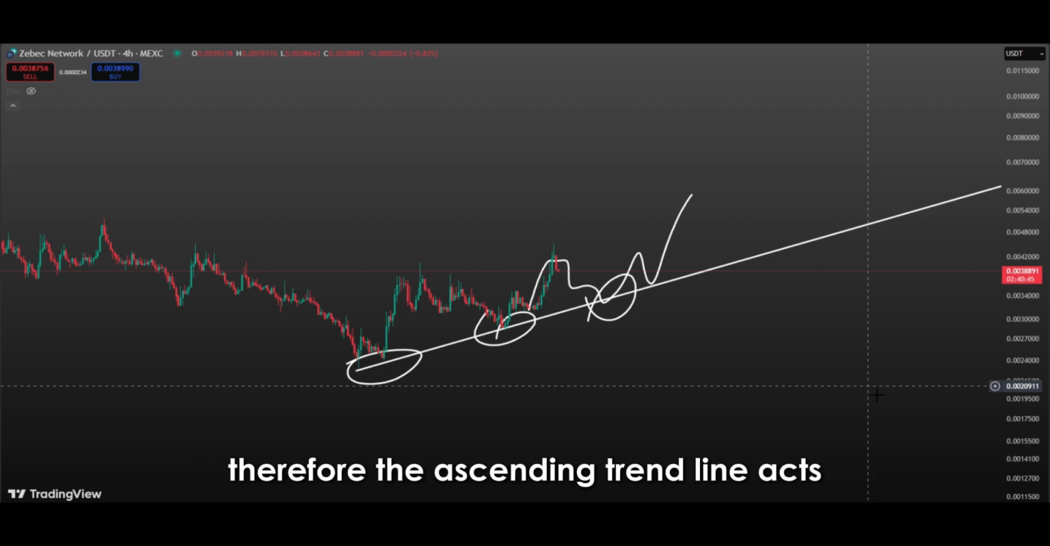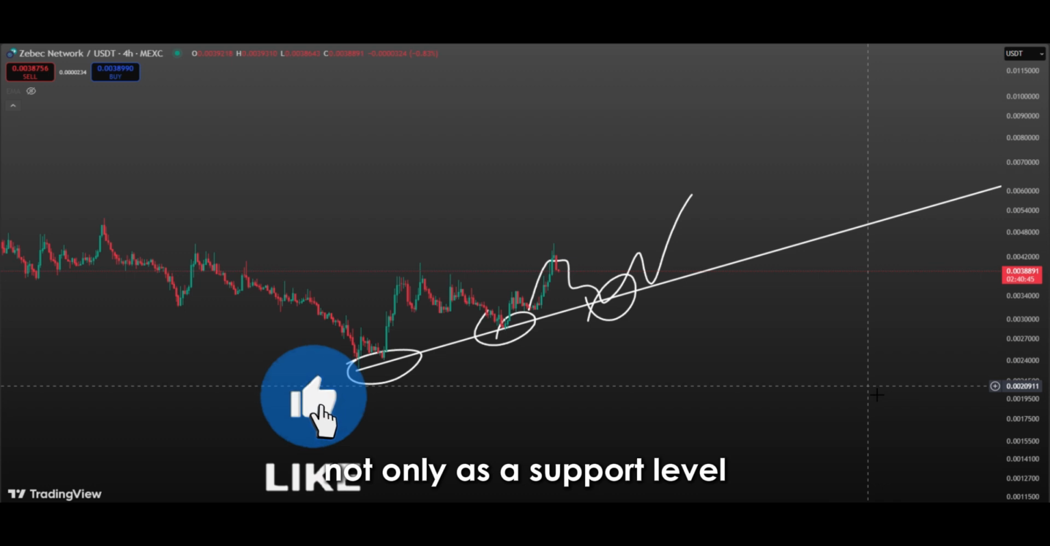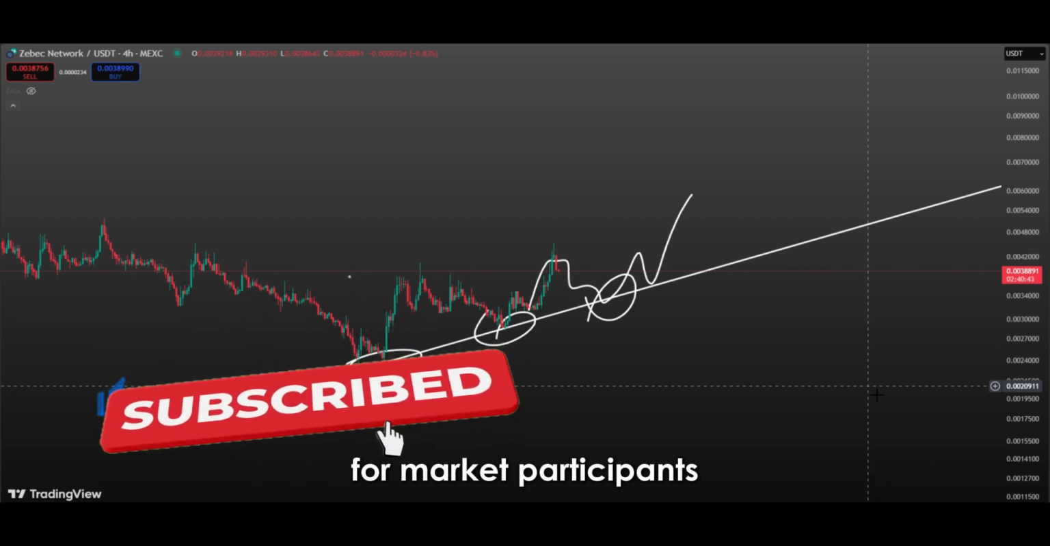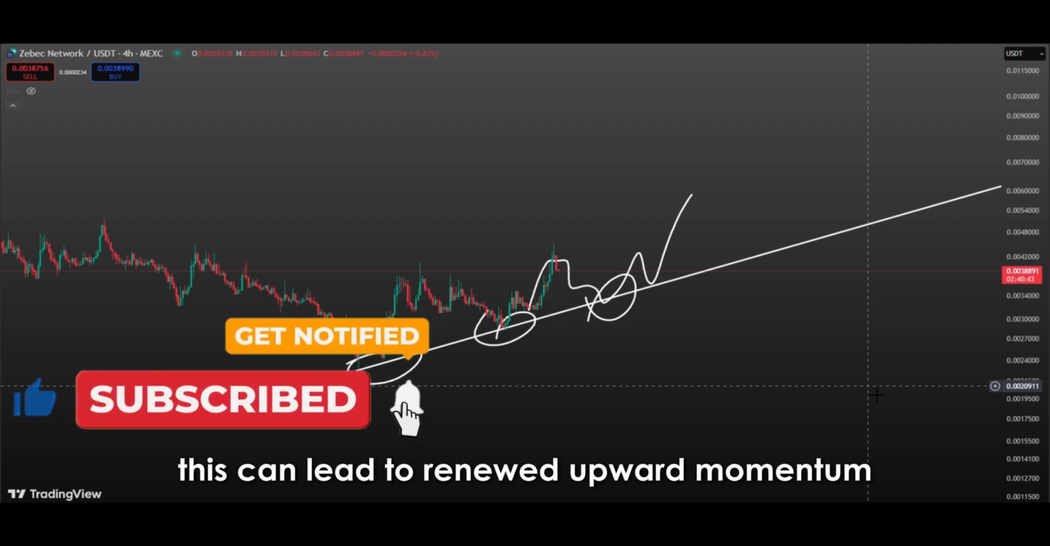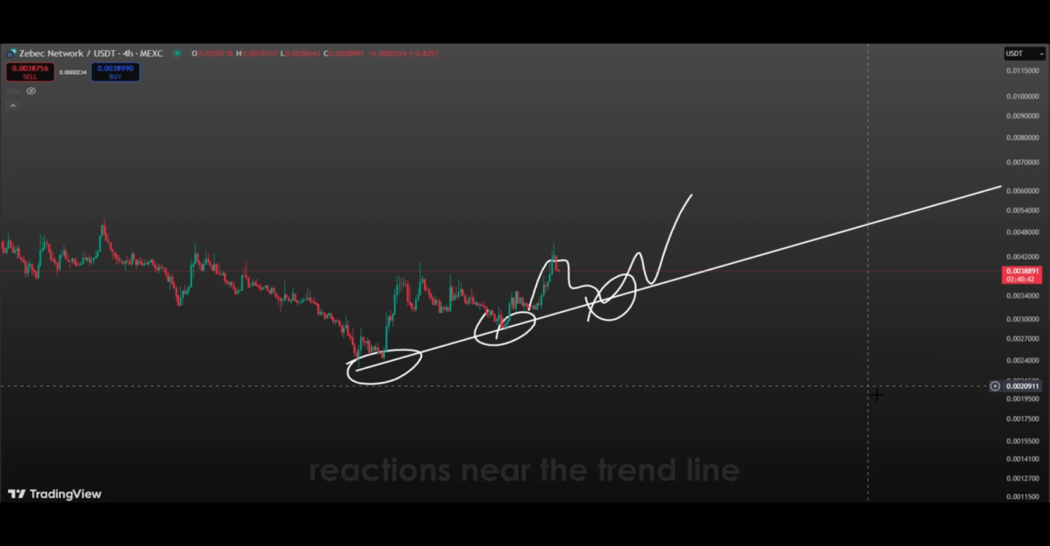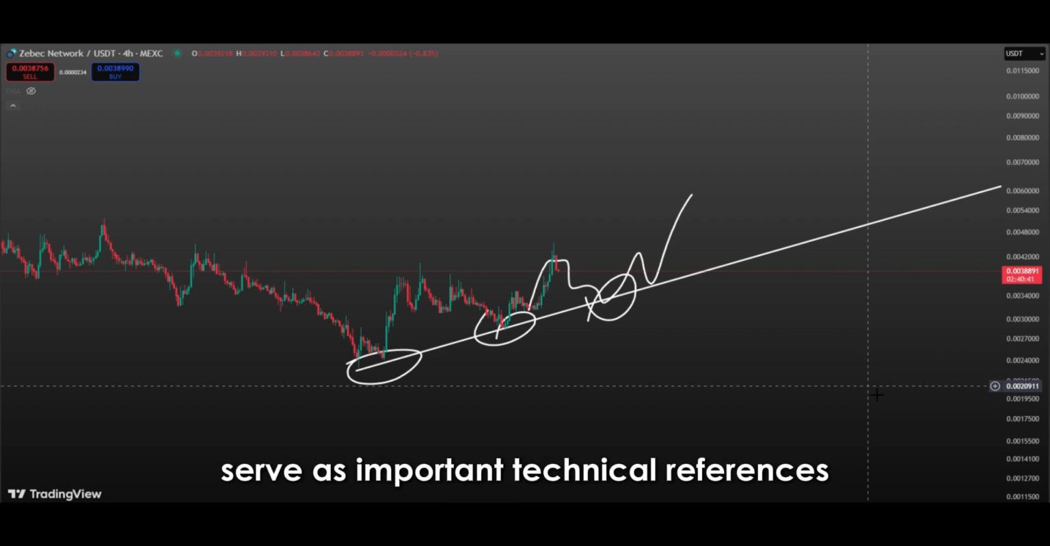Therefore, the ascending trend line acts not only as a support level, but also as a psychologically trusted reference point for market participants. This can lead to renewed upward momentum when the price approaches this line again due to increased buying pressure. Reactions near the trend line serve as important technical references for many actively trading investors.